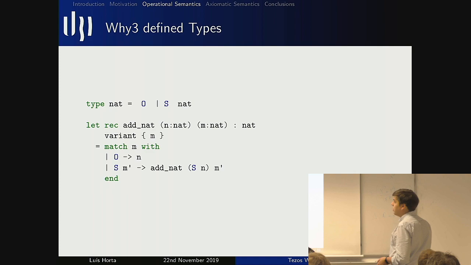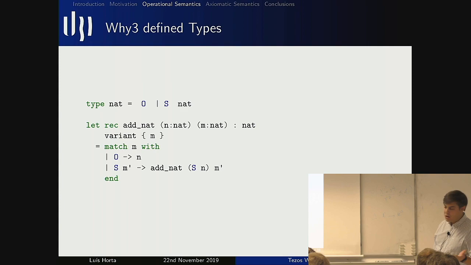So how did we define our type natural? As we were supposed to do it in the most usual way, we have O and the successor of a natural. All the natural functions, we had to define them by ourselves, and they all look like this. So it's just an example.